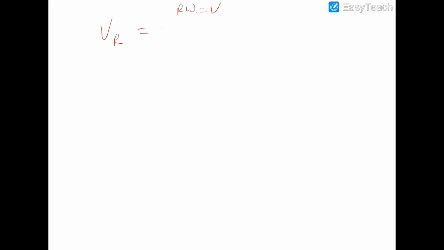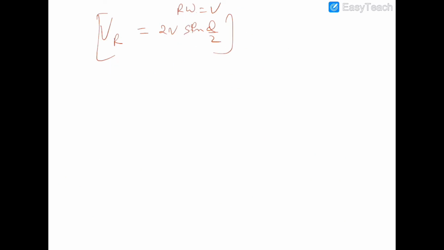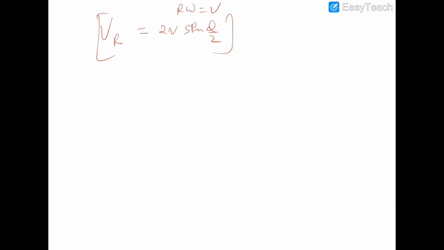So this is equal to 2V sine theta by 2, which we have already obtained. Now you can see that the length of solution in the conventional approach and the length of solution in the approach of IAR is only in the two lines. So this is the benefit of IAR, that it simplifies the question of rolling.